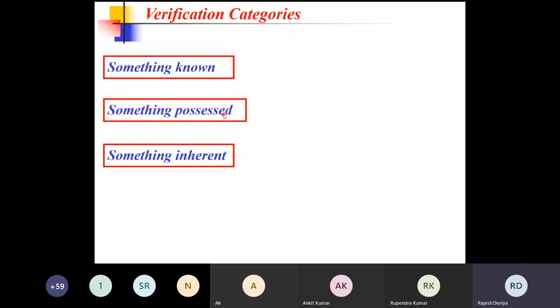Then something inherent. So over here we are talking about the properties or the characteristics which the claimant will be having. For example, the signatures or the voice or the retinal pattern or the iris or the handwriting or the fingerprints. So these are the characteristics of the parties or of the claimant. Okay, so these are the three types of verification categories which can be used in order to verify the claimant or the verifier as well.